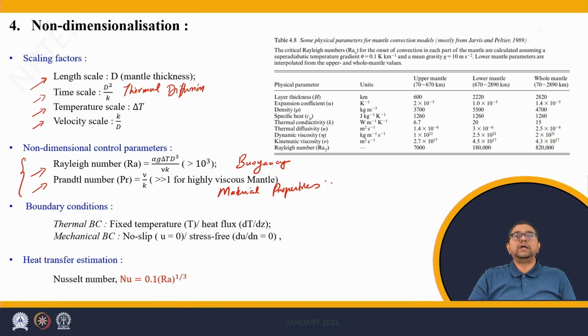The Rayleigh number is the ratio of buoyancy force to viscous resistance, while the Prandtl number is the ratio of viscous diffusion to thermal diffusion. Particularly for the mantle, since the viscous diffusion is much higher, the Prandtl number tends to infinity for the highly viscous mantle.